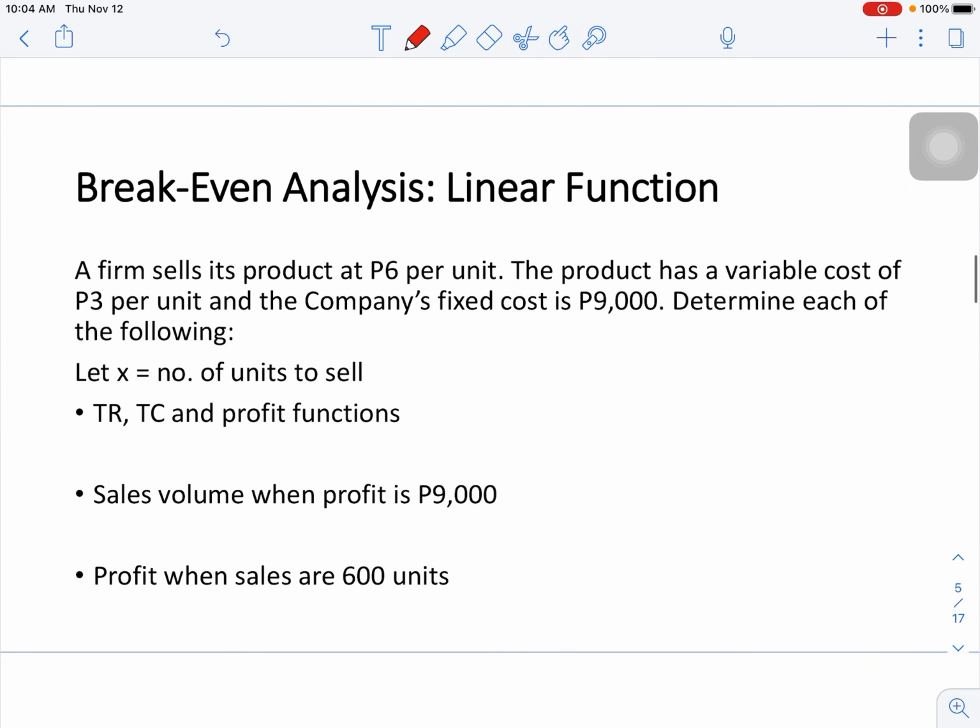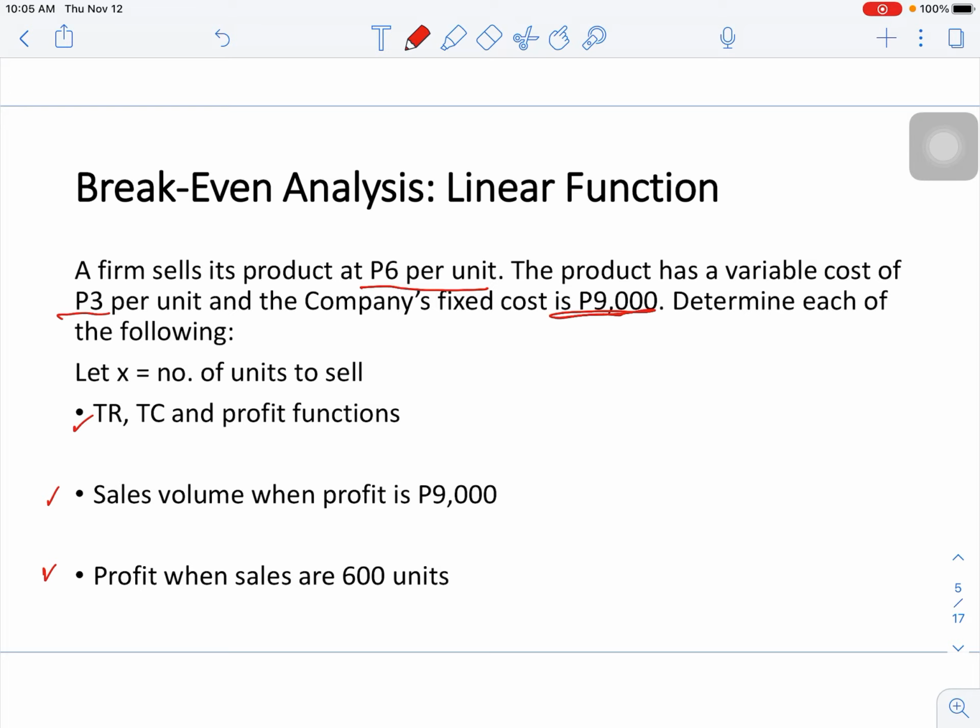Example. For break-even analysis, linear function. A firm sells its product at 6 pesos per unit. The product has a variable cost of 3 pesos per unit, and the company's fixed cost is 9,000. Determine each of the following. We have TR, TC, and profit functions. The sales volume when profit is 9,000. Profit when sales are 600 units.